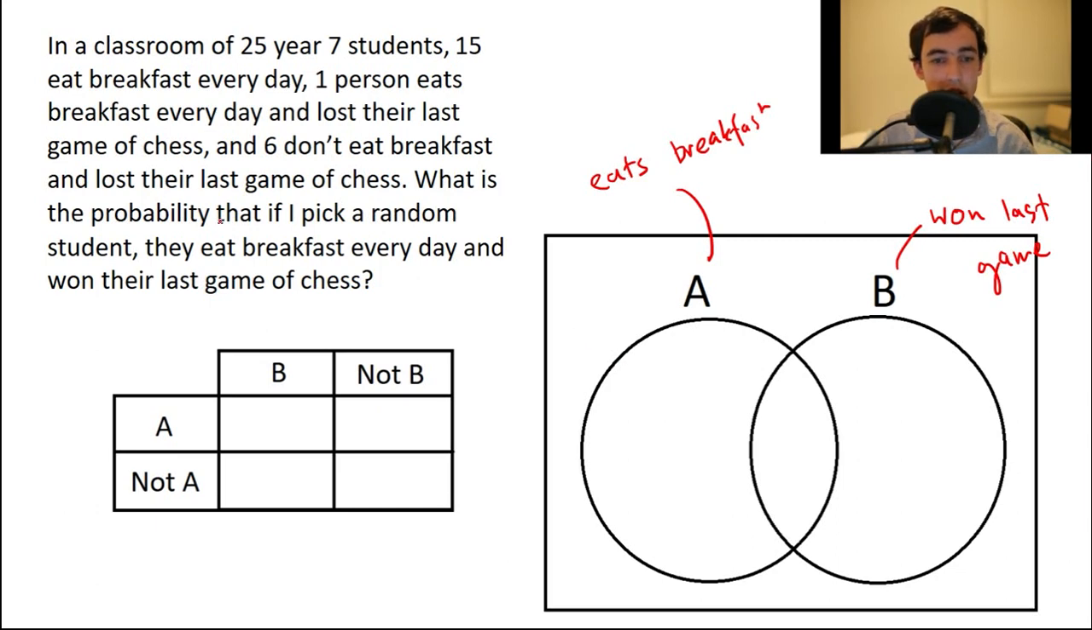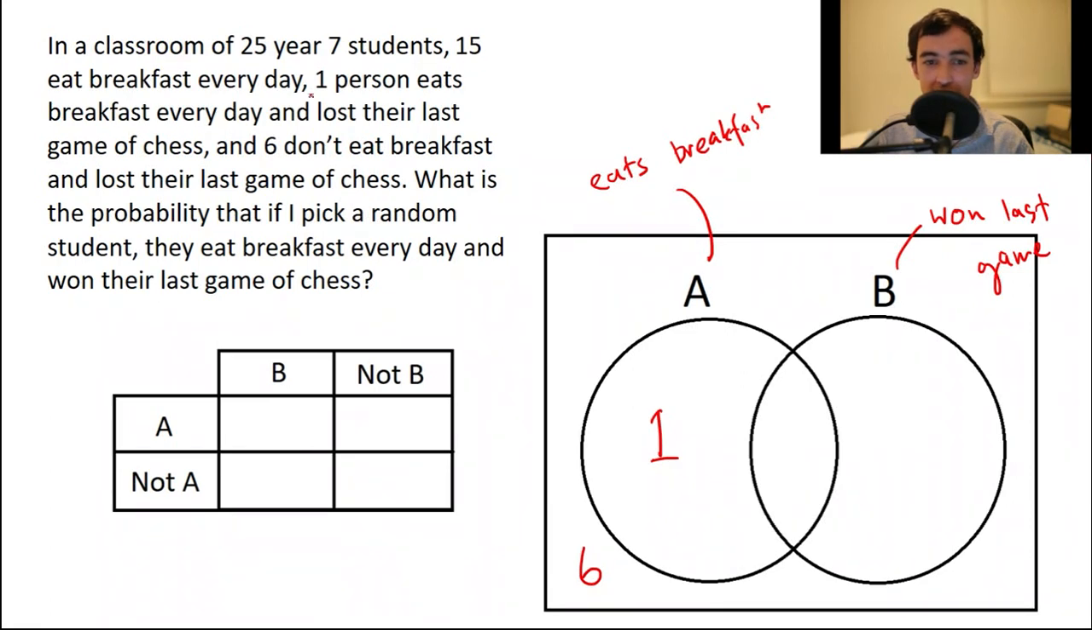Alright, so what can we tell? One person eats breakfast every day and lost their last game of chess. So they eat breakfast, so they're in A, but they did not win their last game, so they must be over here. 6 don't eat breakfast and lost their last game. So they're outside of A. They do not eat breakfast. And they're also outside of B because they did not win their last game of chess. So that's 6 over here.